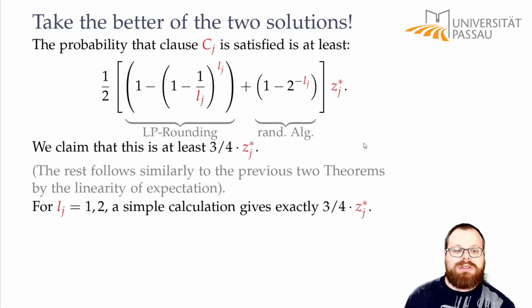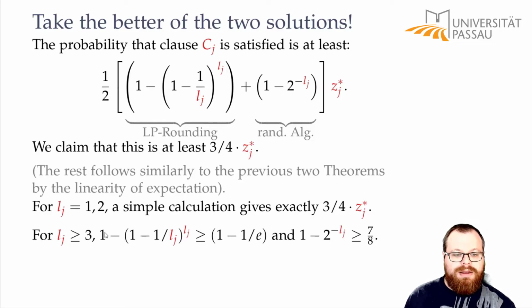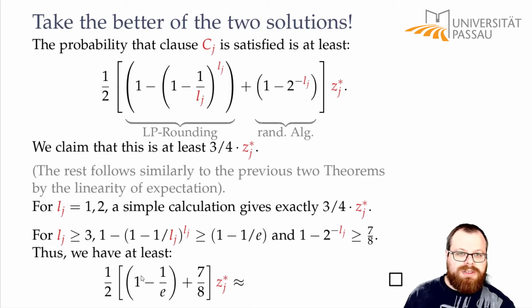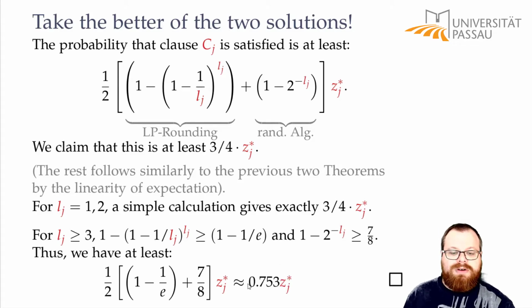What if l_j is larger? If it's at least 3, then for the first part we can use the same formula as before, which shows that this is at least 1 minus 1/e. And for the right one, if l_j is at least 3, then this is at most 1/8, so this whole thing is at least 7/8. If we take the arithmetic mean of these two, this was about 0.63, this is about 0.875, so the average is somewhere at 0.753, which is more than 3/4. So for every value of l_j, this gives us at least 3/4.